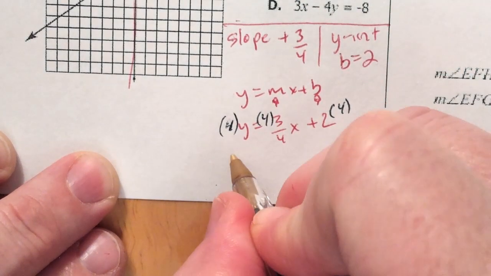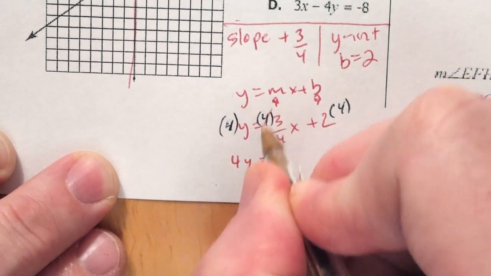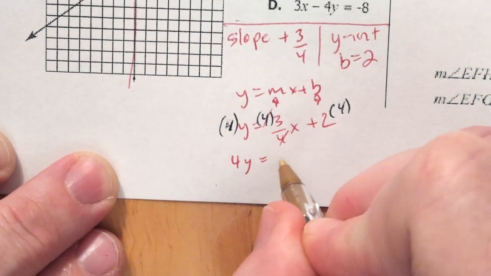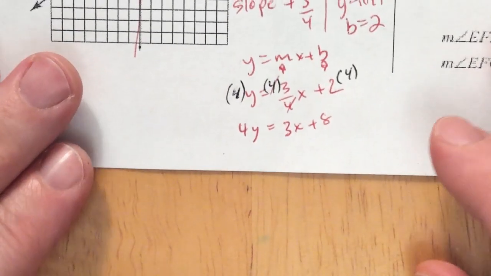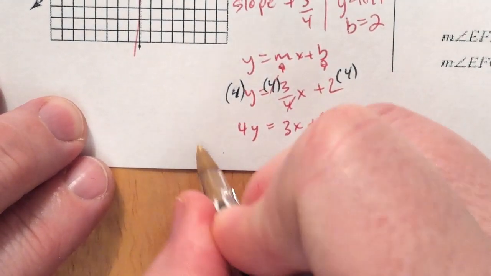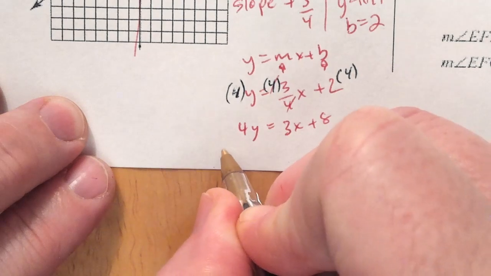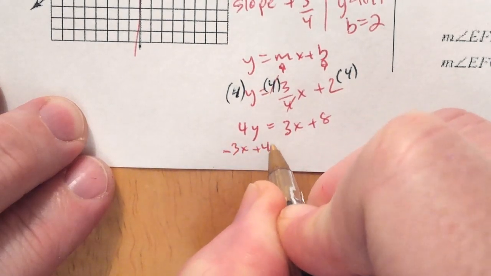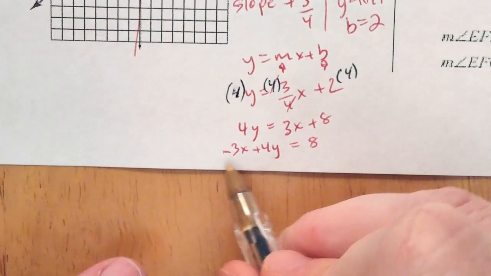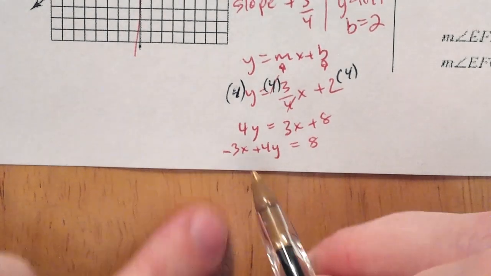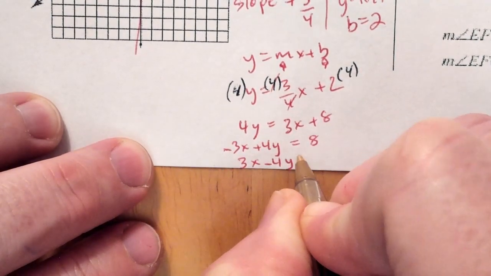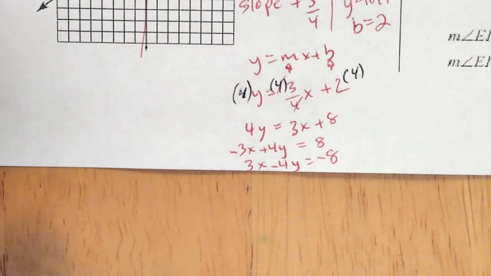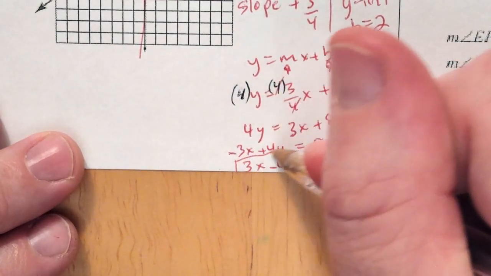And we're left with 4y equals, the 4 and the 4 cross out, and that would be just 3x, and then plus 8. I would subtract 3x from both sides. I get negative 3x plus 4y is equal to a positive 8, and then we want the x to be positive in front, so just change all the signs. So it's positive 3x minus 4y equals negative 8. And so you could pick out your answer by that.